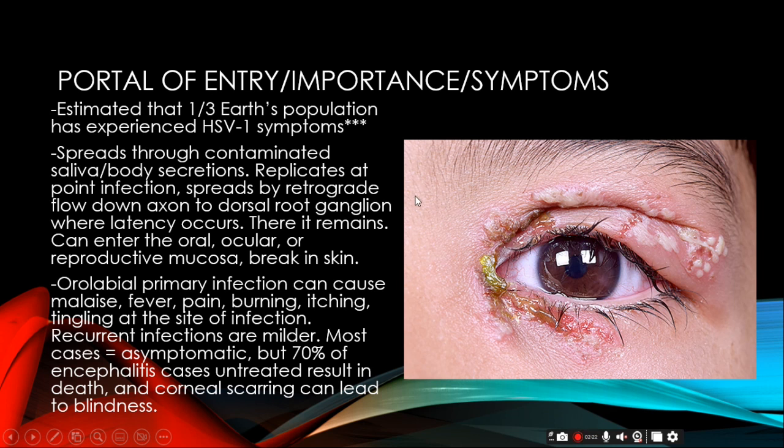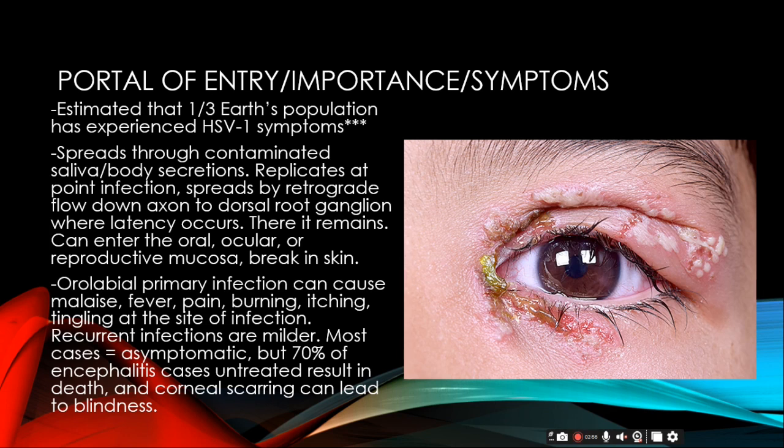If you do get it in the mouth, the classical symptoms of herpes are going to be the red, itchy blisters, and then they usually crust over in about a week, and that's when things start to heal. The virus does replicate at the point of infection, and then it spreads by retrograde flow down the axon to the dorsal root ganglion, where the latency period occurs until you have some type of stressor that's going to bring that virus into an active state. But there's no getting rid of the virus. It's there forever.